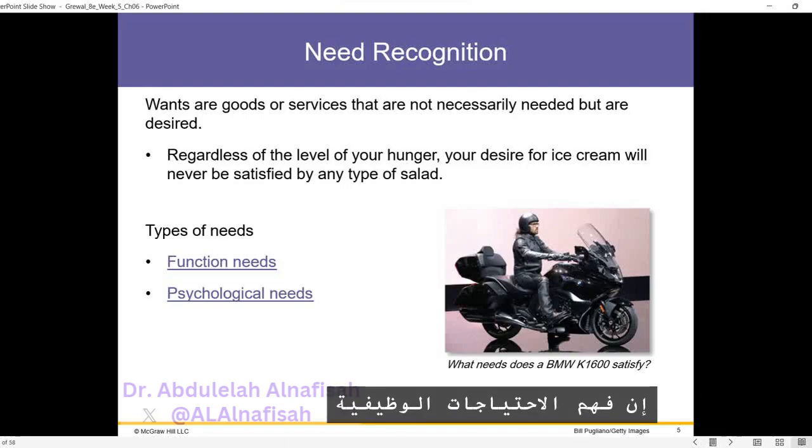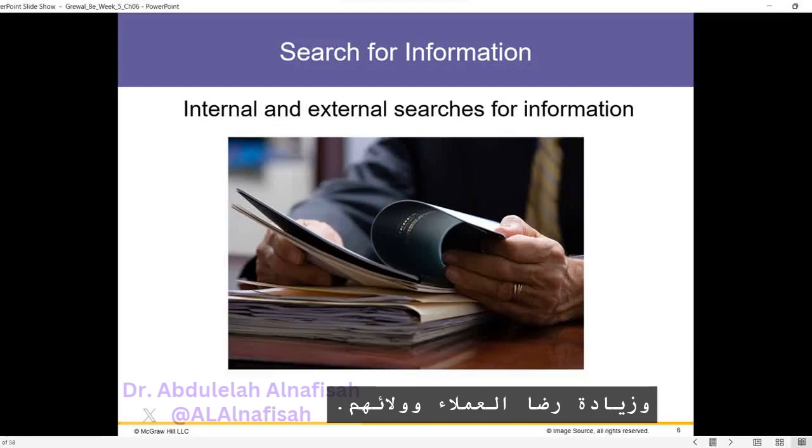Understanding both functional and psychological needs is crucial for marketers as it allows them to develop products, services, and marketing strategies that address these different aspects of consumer decision-making. By fulfilling both the functional and psychological needs of consumers, companies can create offerings that resonate with their target audience and drive consumer satisfaction and loyalty.